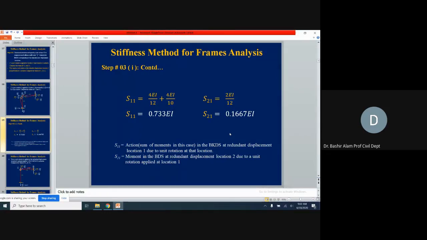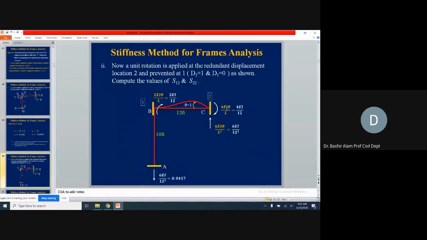Now, the second part of step number 3: we will give a unit rotation at point 2. D2 is equal to 1 we will put, and D1 we will put equal to 0. And here you see the situation. Here we are applying the rotation. So this orange line, let's say to the right, now we make it inclined, meaning we give a rotation. What will be the deflected shape of this beam? This will become the deflected shape. Here we are not allowing any rotation. If we draw a tangent here, you see the tangent is making a clockwise rotation, theta is equal to 1.